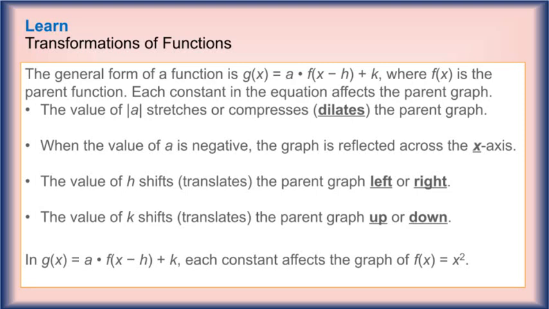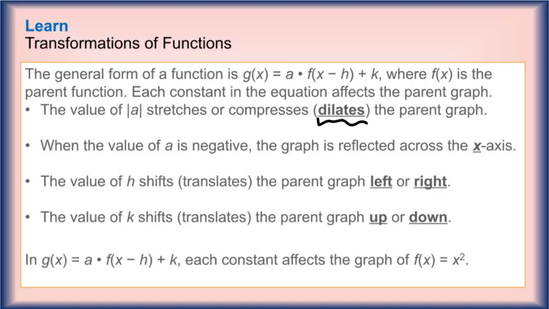Next part. The general form of a function is g of x equaling a times f of x minus h plus k, where f of x is the parent function. Each constant in the equation affects the parent graph. So again, as a review, the absolute value of a stretches or compresses, which we use the word dilates, the parent function. When the value of a is negative, it's reflected across the x-axis. That means when a is not inside the parentheses.